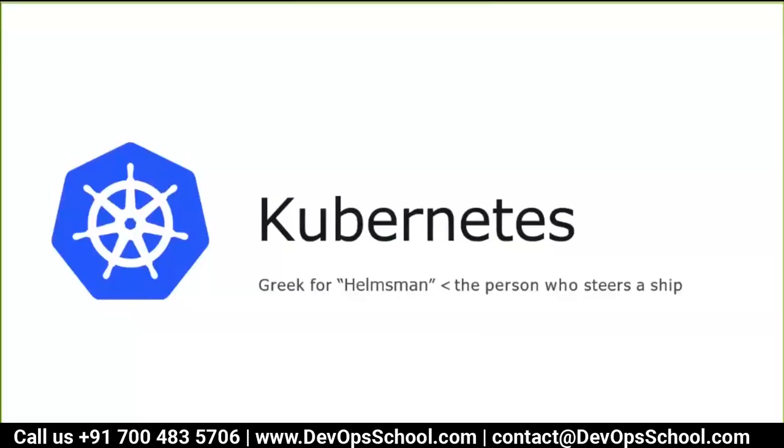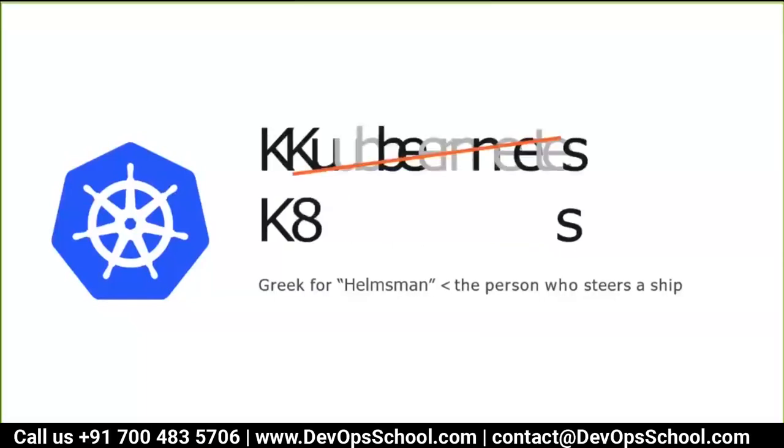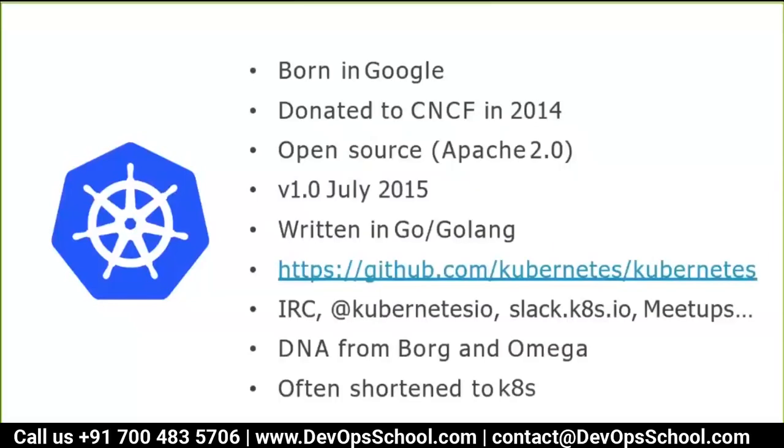In the same way, Kubernetes is the tool which can manage your infrastructure, whether you have a one node cluster or a 1,000 node cluster. This guy can manage. This guy can give the direction. This tool can do everything. So that is the meaning of Kubernetes. In short, we call it K8s. So ultimately, yes, it is born in Google, donated to CNCF in 2014, open source. First release happened in July 2015, written in Golang and all this.